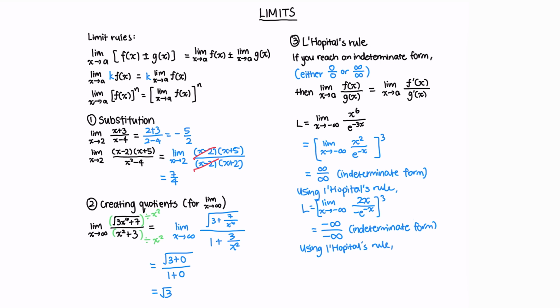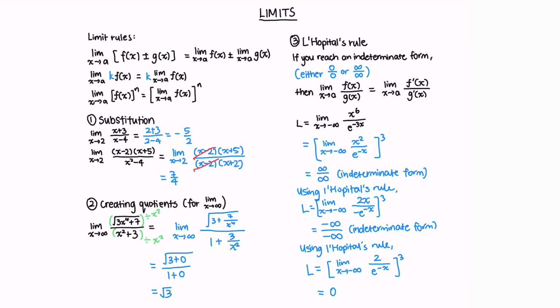Since we reach an indeterminate form one more time, we can use L'Hopital's rule and differentiate the top and the bottom. If we differentiate the top, we get 2, and the denominator will get e to the power of negative x. This over here will actually approach infinity, so 2 over a very large number approaches 0. So this is just 0 cubed or just 0.